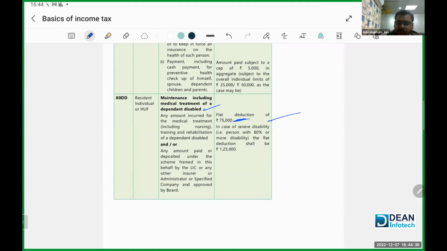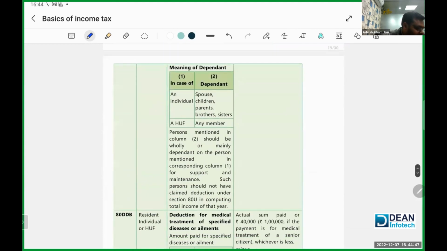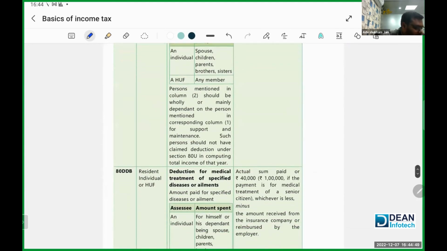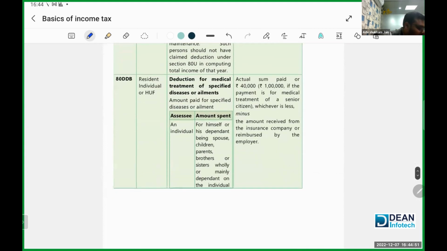And in case where the person is severely disabled, like with 80% disability, as you can see on screen, you can get a deduction of up to 1,25,000 rupees under section 80DD. Meaning of dependent is also shown over here. We're going to discuss it later on.